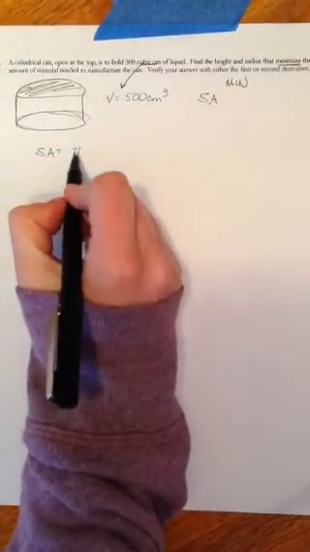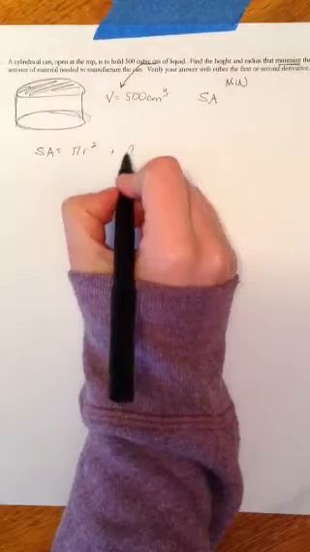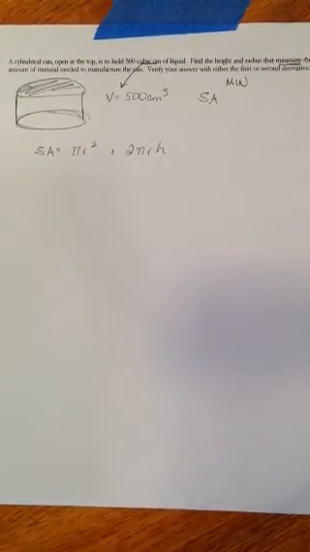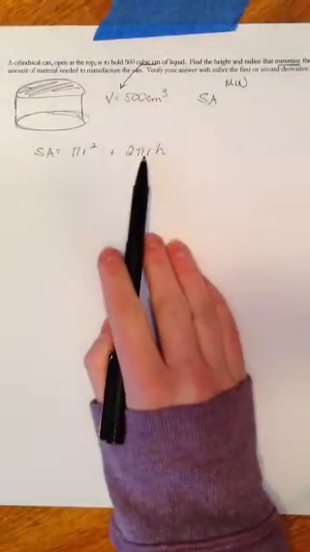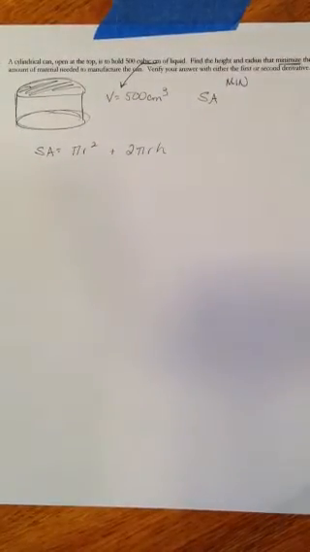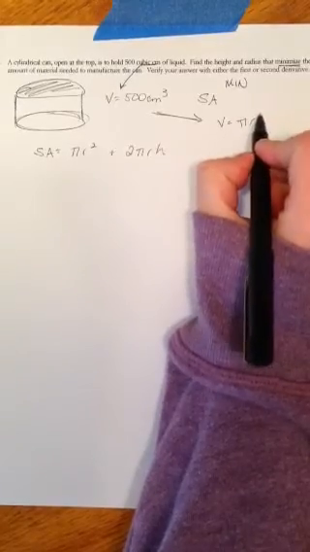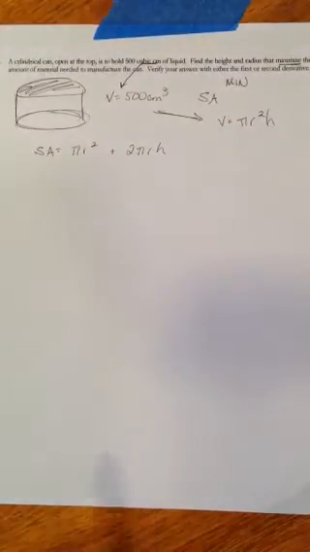To find the surface area of a cylinder, I don't know how many of us remember this formula. It's pi r squared, that's the area of the base, and since it's open, I only have one pi r squared, plus 2 pi r h. That's how you find the area around the can. It's circumference, 2 pi r, times height. Sound familiar? Now, there's my surface area, so that's helpful. How do I find the volume of a can? Pi r squared h. That formula you should know.